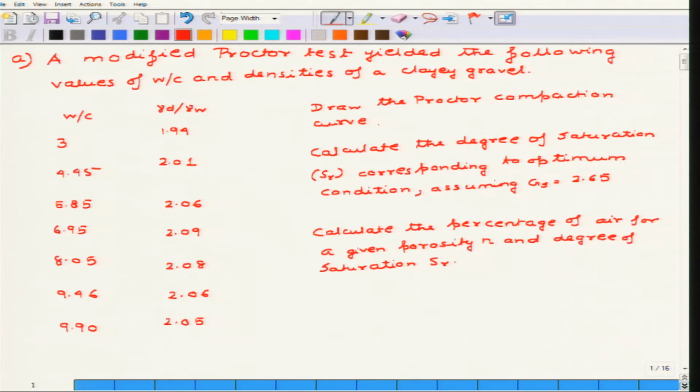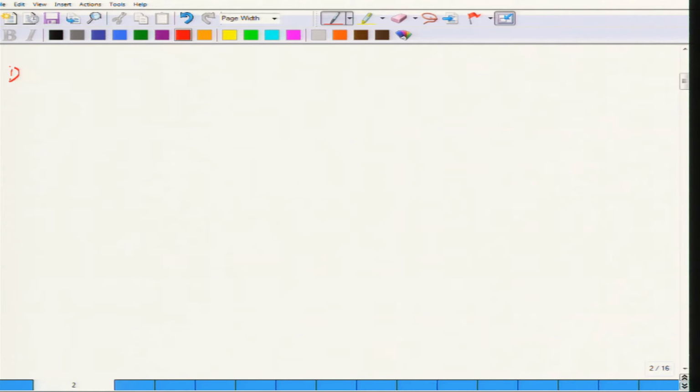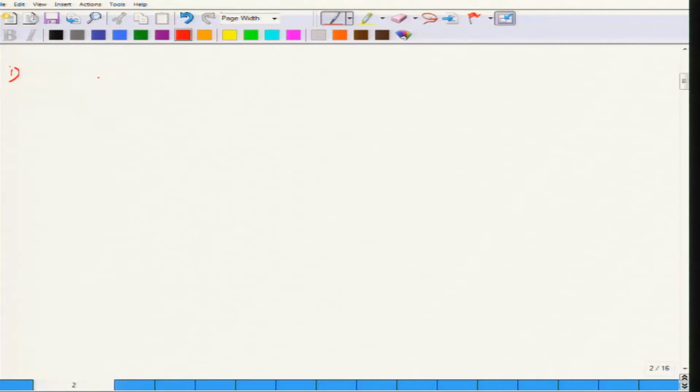So we are going to first do the first question, that is drawing the Proctor compaction curve. Drawing the Proctor compaction curve, we will just plot them directly on the graph paper. So basically the graph looks somewhat like this. Now we have water content as the abscissa and dry density, or gamma D, as the ordinate.